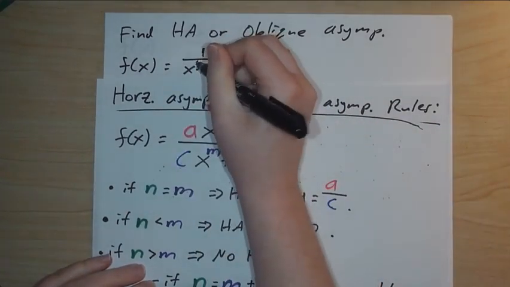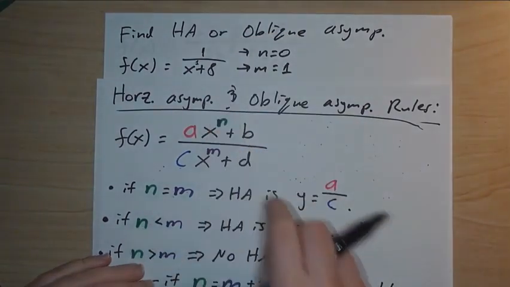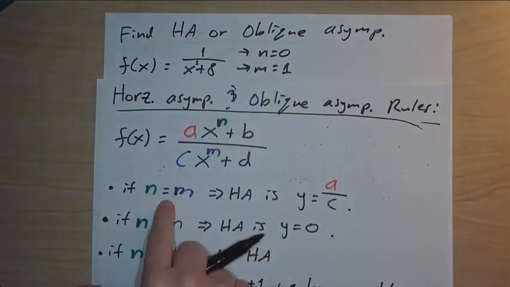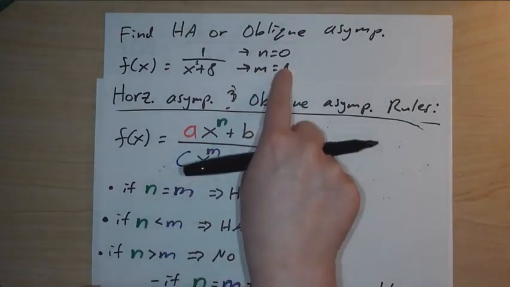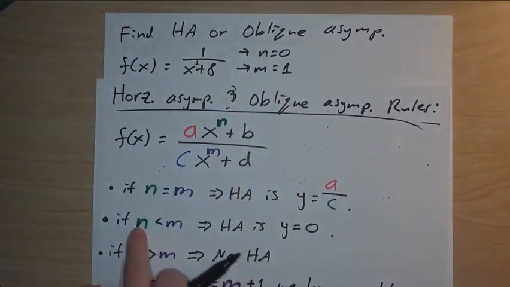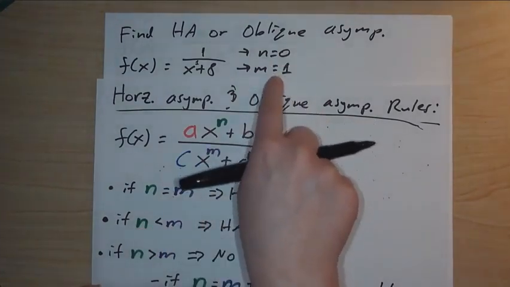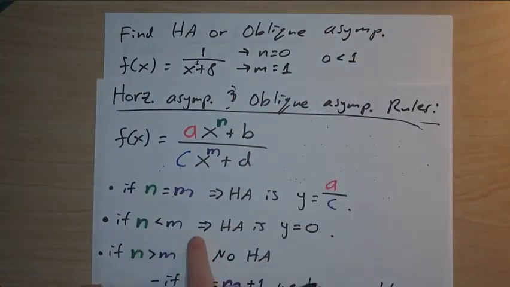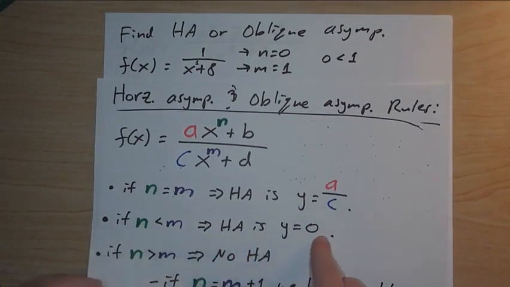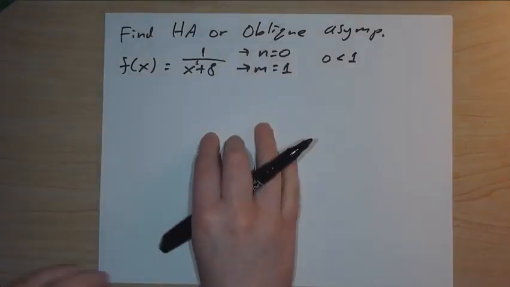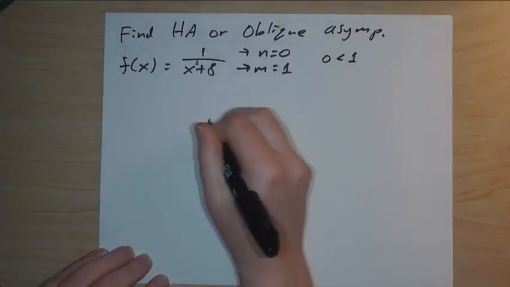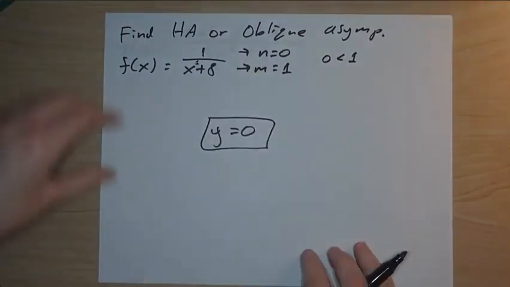So there's a little miniature 1 here on our x. We can see that n and m are not the same. n does not equal m, 0 does not equal 1. But n is less than m, right? 0 is less than 1, which means we're going to follow this rule right here. If n is less than m, then the horizontal asymptote is y equals 0. So this function has a horizontal asymptote, and because of this, it is just at y equals 0.